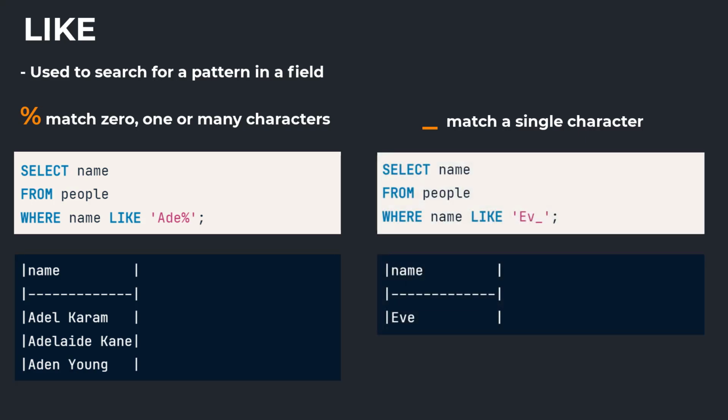The underscore wildcard will match a single character. For example, the query on the right matches only 3-letter names like Eve. We'd also see names like Eva if it were in our dataset. Eva Mendez, however, would not be visible unless the search criteria looked like this.